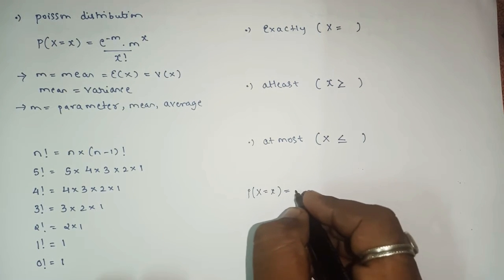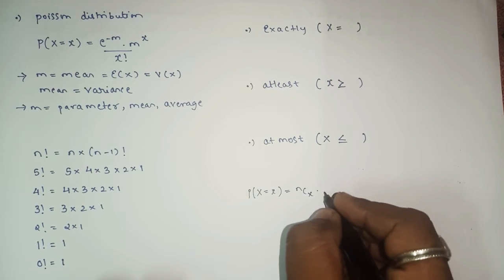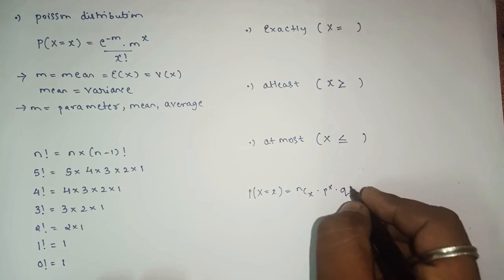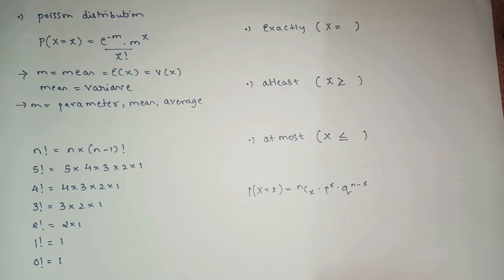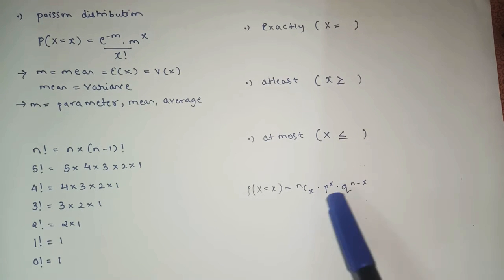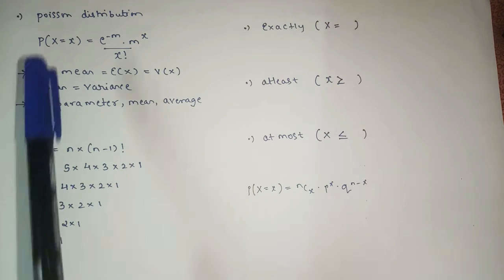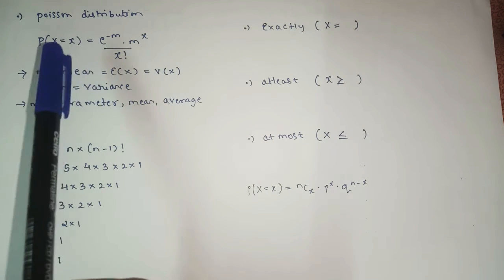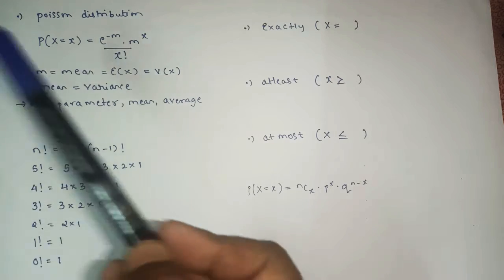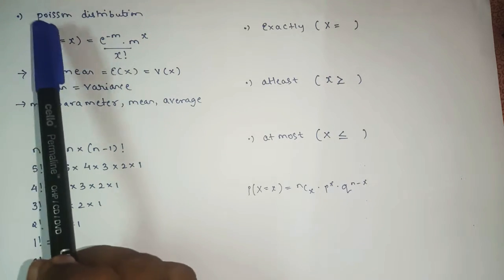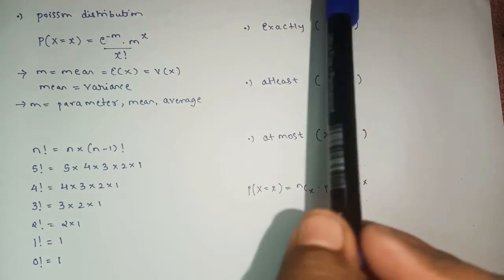In the binomial distribution we used to apply this formula, yes or no? P of x equals nCx into p raised to x into q raised to n minus x. Here we will be using a different formula. In the question it will be clearly mentioned that it is a Poisson distribution, okay?